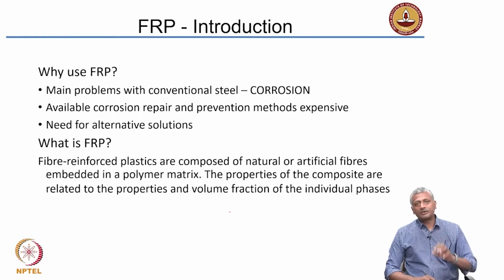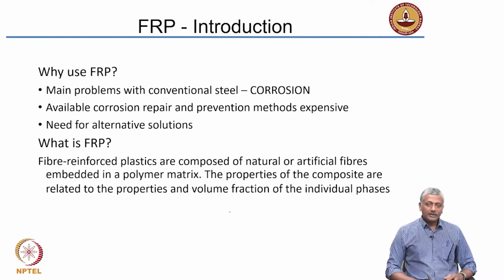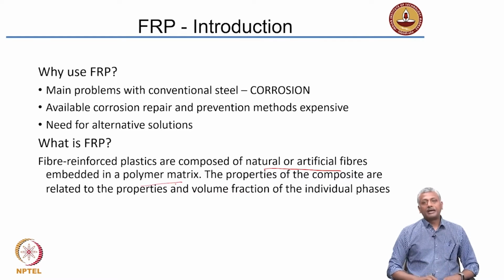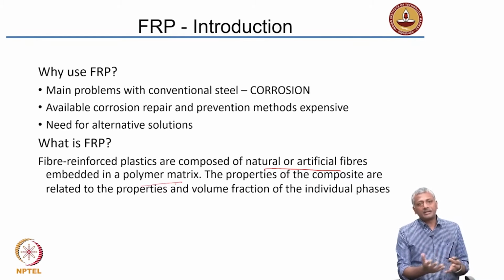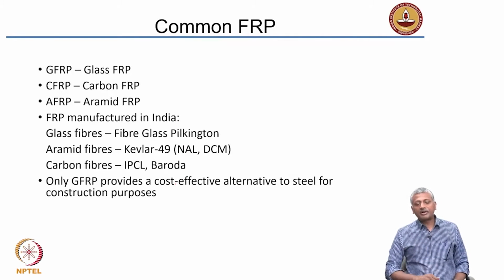So there are obviously needs for finding out materials that are corrosion resistant, and which will not degrade with respect to time. So, fiber reinforced plastic is basically consisting of very high tensile strength fibers embedded in a matrix, natural or artificial high tensile strength fibers embedded in a polymer matrix. And again, the properties of the composite can be calculated from the properties of the individual phases, just like what we saw previously.